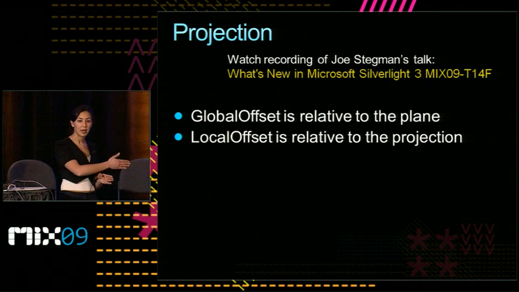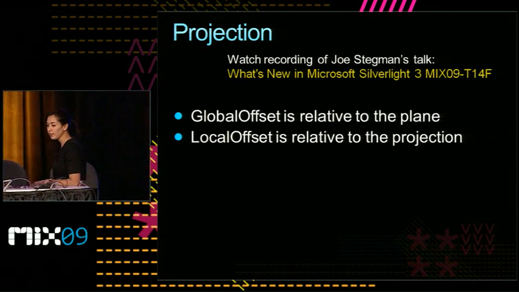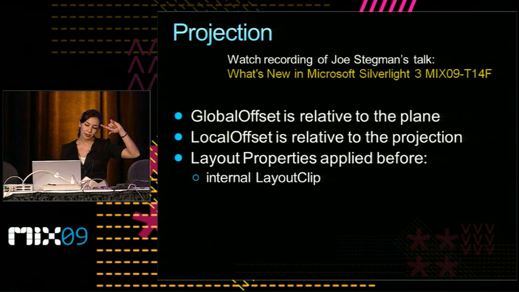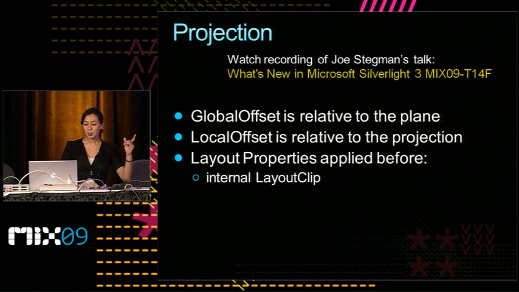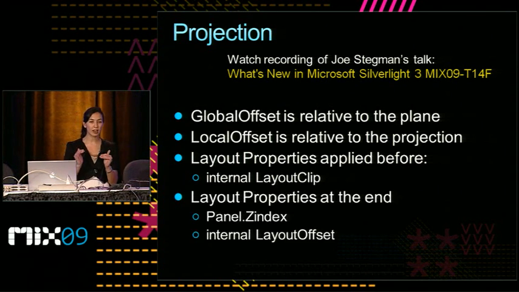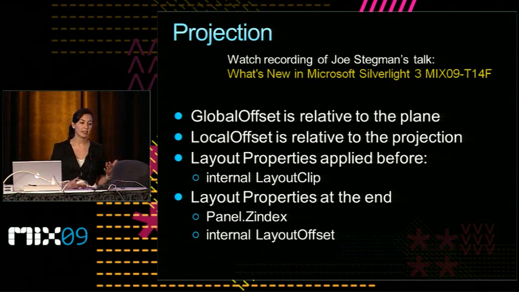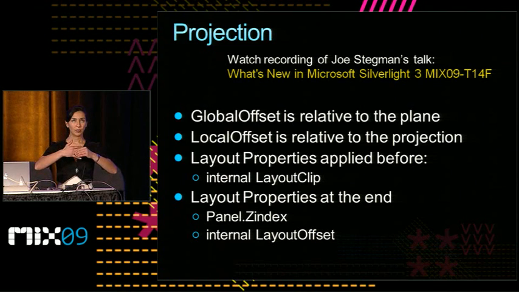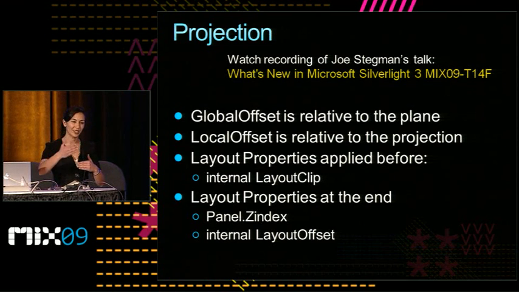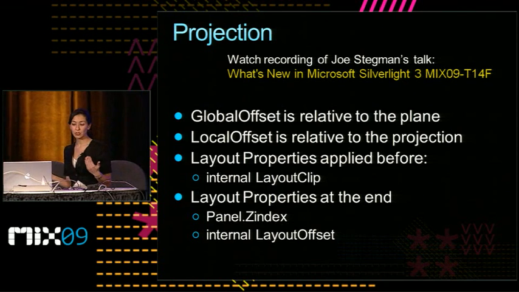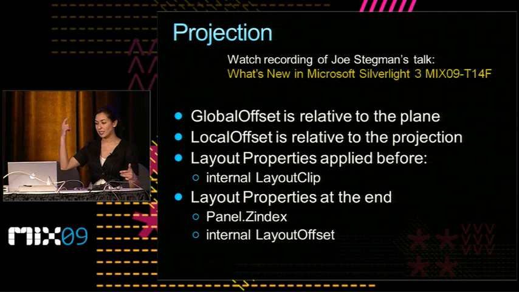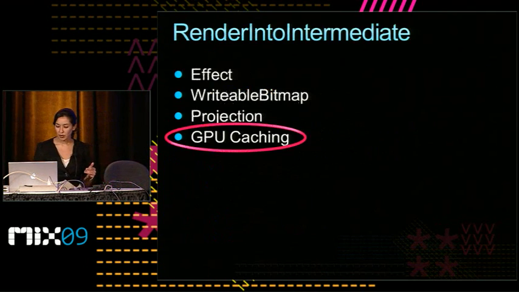It's the difference of working within my projected plane or the global plane. And then the way they work with layout is largely the layout clip is applied before, but the actual z-index properties and the layout offset are applied afterwards. So what this means is you can harness the z-index to overlay and draw the different projected children in a specified order. And so Joe went through all of the other properties within projection. I highly suggest looking at his talk for more examples.